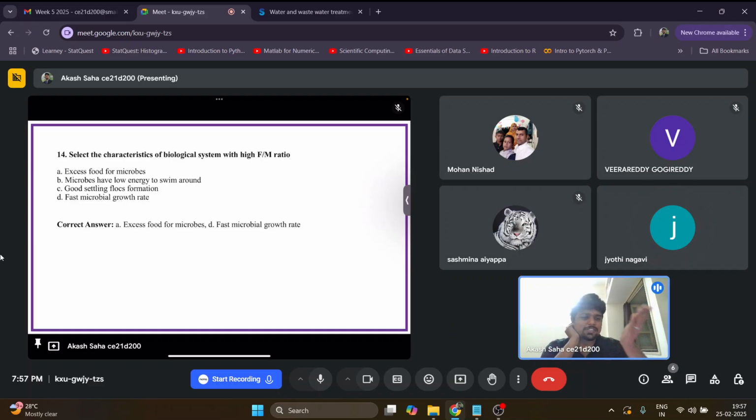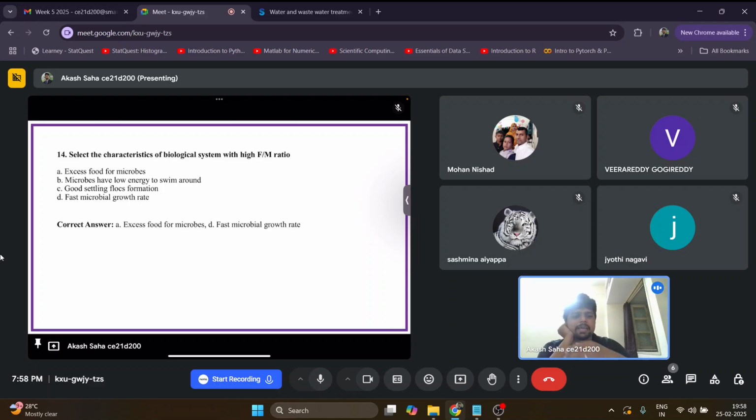So the correct answer, as we just discussed: if you are giving a high F/M ratio, more food, there will be excess growth and fast microbial growth. The growth rate will increase because of the excess food. So they will have more energy, not less energy. They will have more energy to swim.